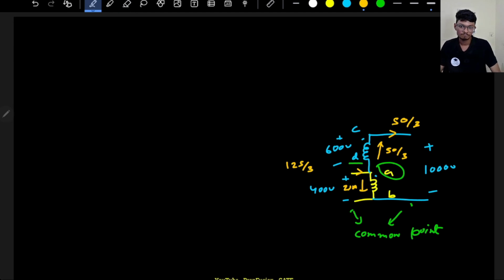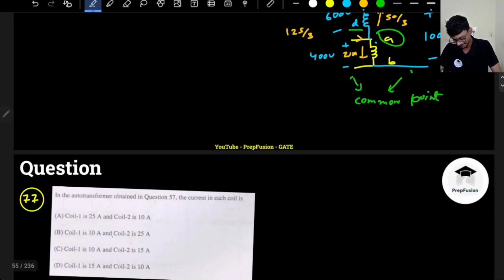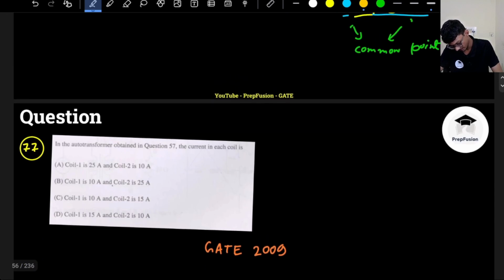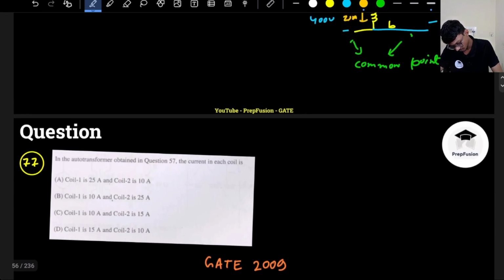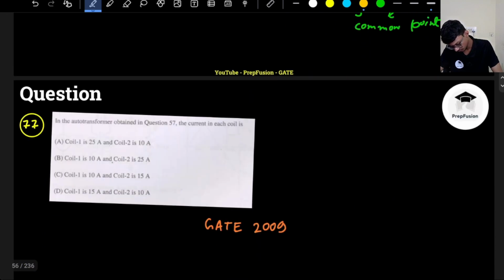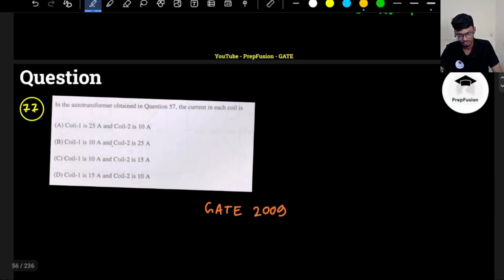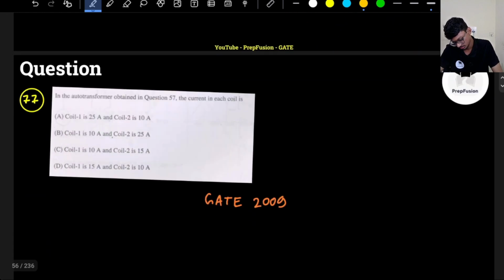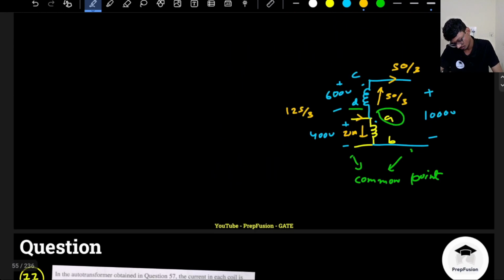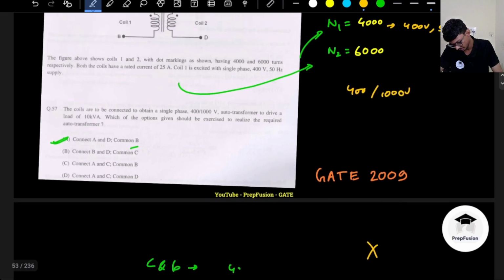Okay, so actually I guess the question is a bit wrong in my opinion, because in an auto transformer, the current in each coil they are asking. What is the current in each coil? Current in each coil they are asking. Okay, am I making any mistake here?